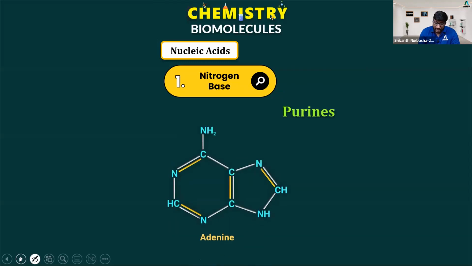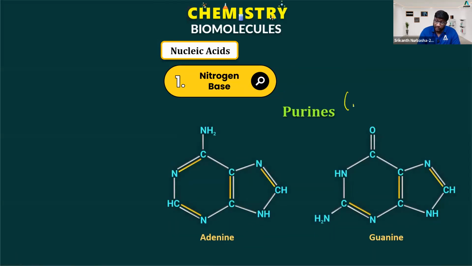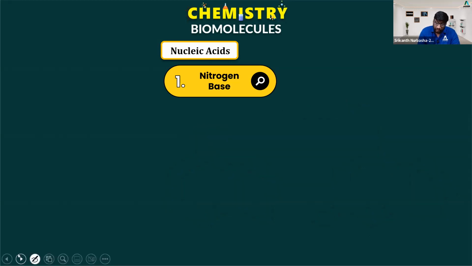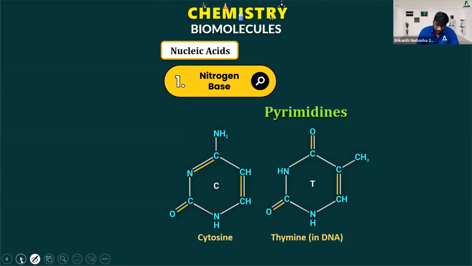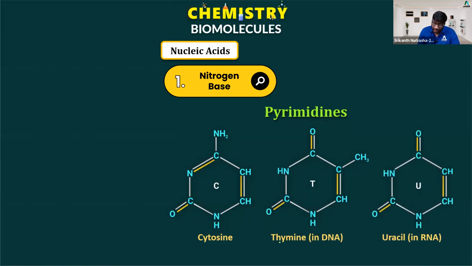The purines are adenine and guanine. In the purines you have A and G. For the structures, you don't need to remember them, but just look at the functional groups. In guanine, you have a C double bond O group; that you should know. In adenine, you have the NH2 group only. And in the pyrimidines, you have three bases: cytosine, thymine, and uracil. Thymine is present in DNA, whereas uracil is present in RNA.